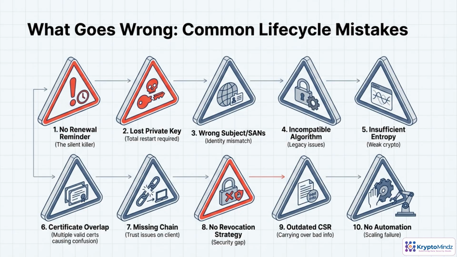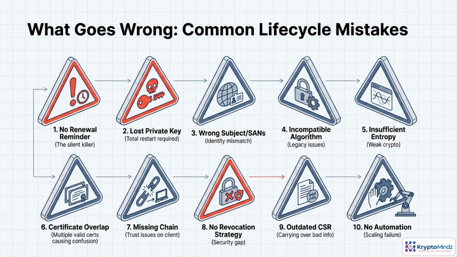Revocation is another blind spot. If you don't have a clear strategy for revoking and checking bad certs, compromise turns into a prolonged security gap. Using old CSRs or copying configs forward can silently propagate bad data or weak settings for years. Finally, as you scale, manual processes simply don't keep up. Without automation for issuance, renewal, and inventory, even a well-designed PKI will fail under operational load.